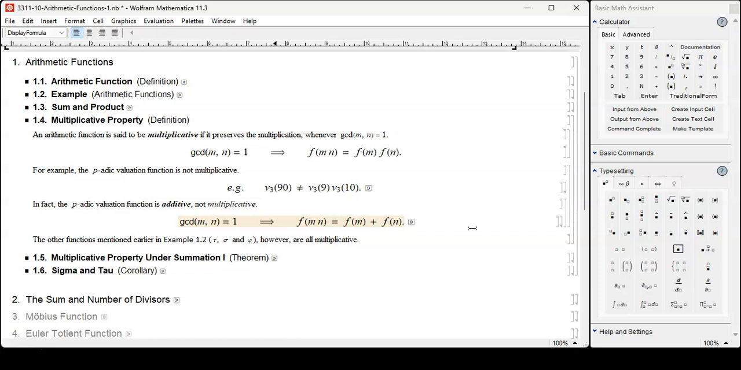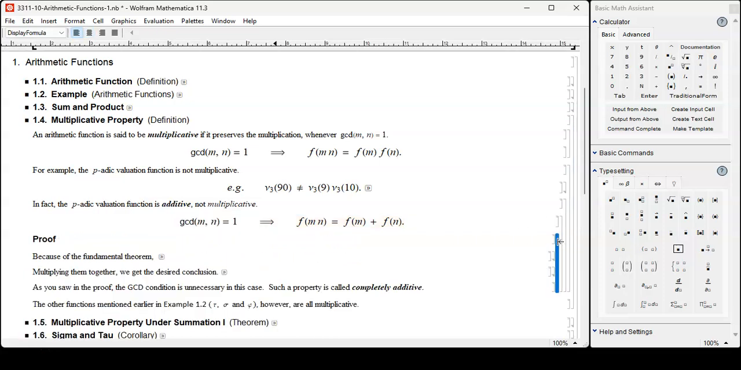By the way, in this particular case for the p-adic valuation, we don't even need this condition. This conclusion is true no matter what. In this case, we say the arithmetic function is completely additive. Turns out the p-adic valuation is completely additive. The proof is pretty simple.